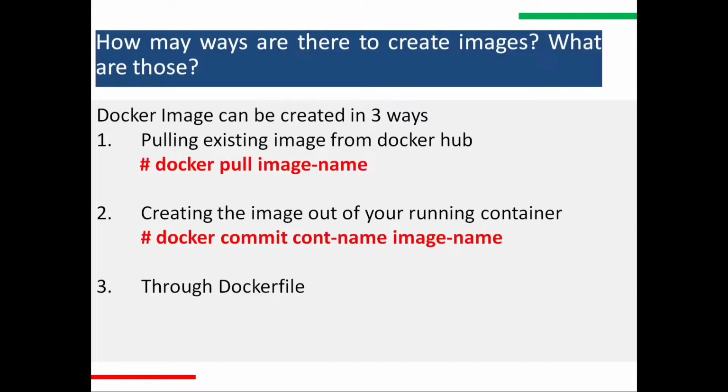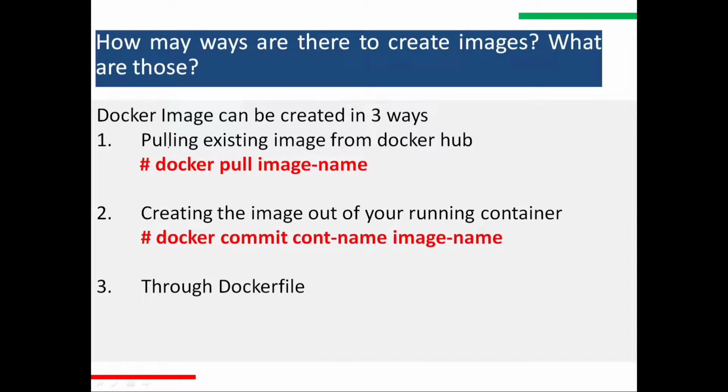So let's start. The first question is, how many ways are there to create an image? What are those? Basically, there are three ways in which an image can be created. One is pulling the existing image from Docker Hub. One is creating the image out of your container, and the third one is through a Dockerfile.